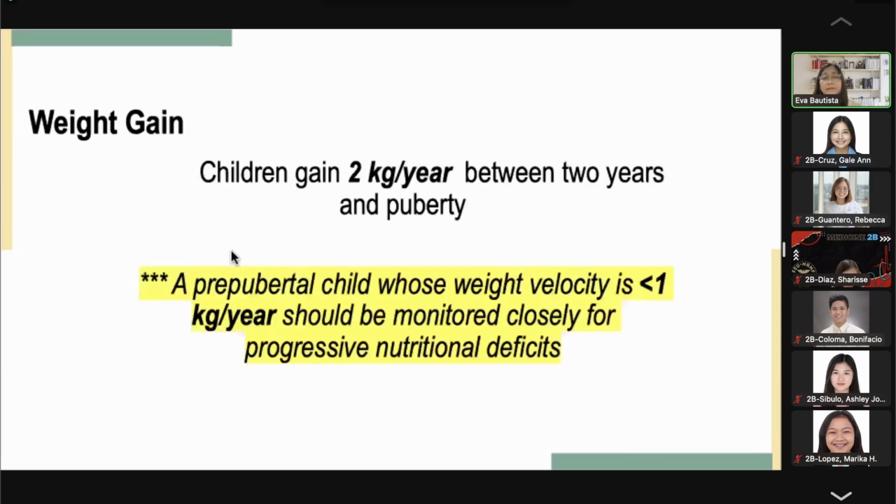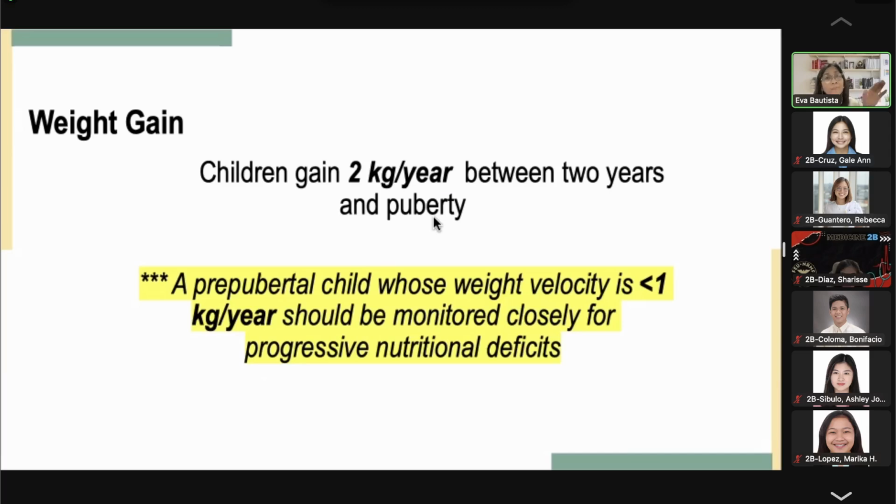And then children gain 2 kilograms per year between 2 years and puberty. So that's something that's constant, 2 kilograms per year. That's about half a kilo every 3 months. So if a prepubertal child has a weight velocity that is less than 1 kilogram per year, these children should be monitored closely for possible progressive nutritional deficits.